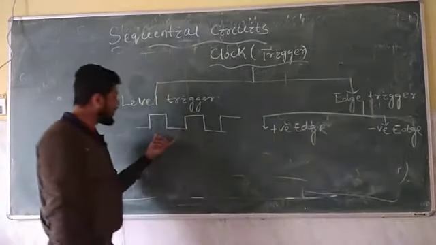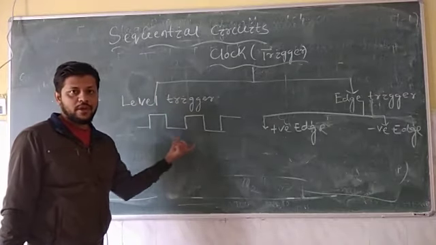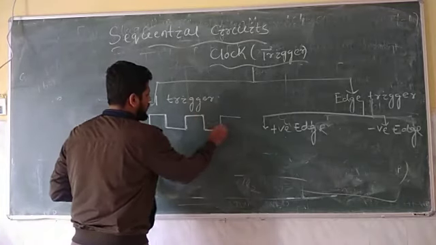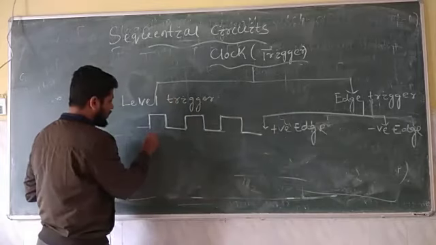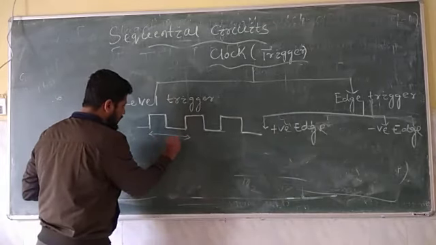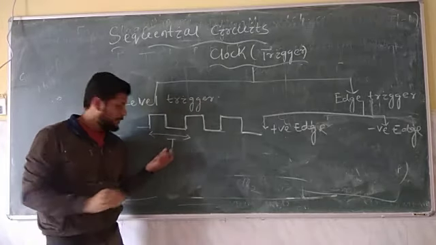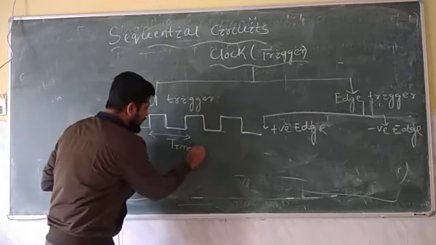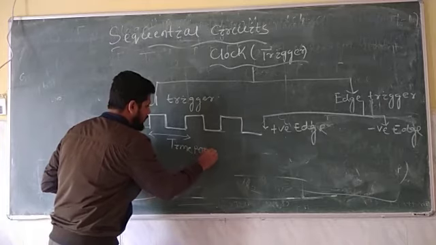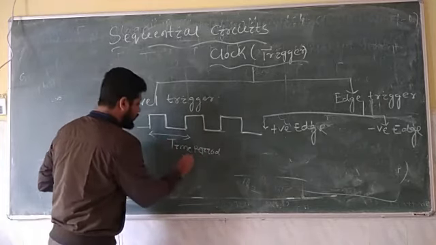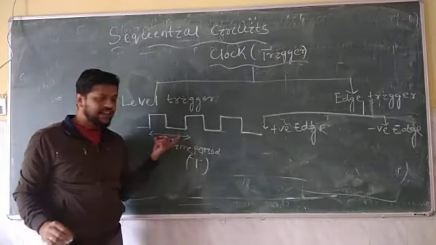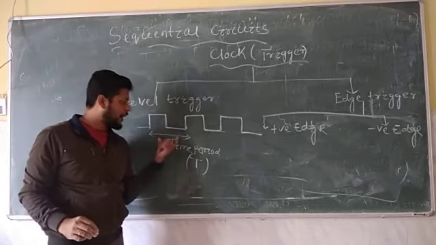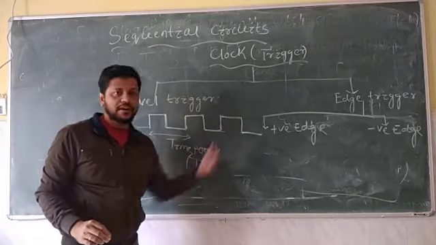How will the level trigger look? It is like a square wave. The square wave is repeated here. This is one of the square waves. The repeated square wave is known as your clock signal. So this is one time period. Suppose this is your time period T. After T time, for example 5 seconds, this pulse will be repeated with the same nature.